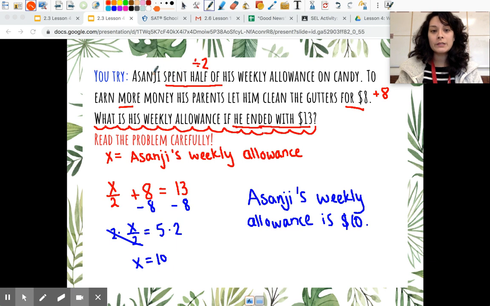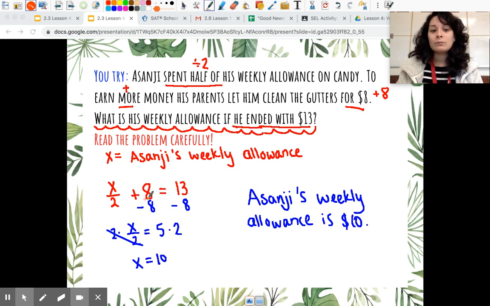So in this case, it says that Asanji first spent half of his weekly allowance. So the first thing that's happening is we're taking that weekly allowance, which is our variable, and we're dividing it by 2. Then he earned more money. So that's going to be addition. More means add. And the addition would be with 8 because that's how much money he got. So we're not adding the 8 with the x in the numerator and making it look like a giant fraction. That plus 8 happened after. So it's going to be separate.